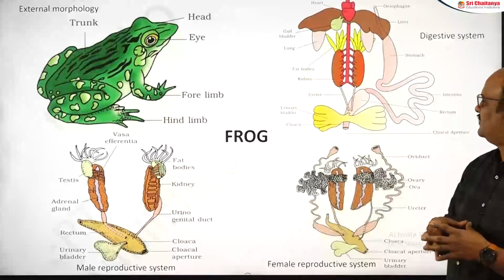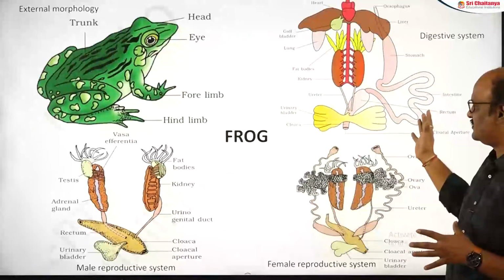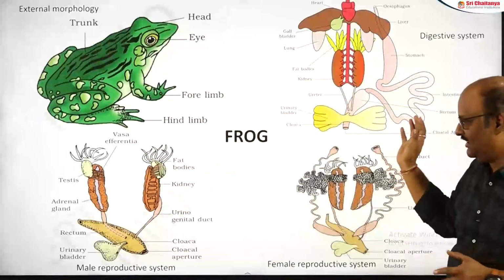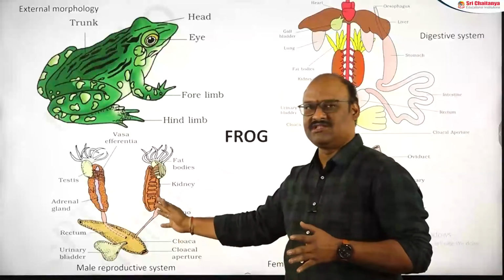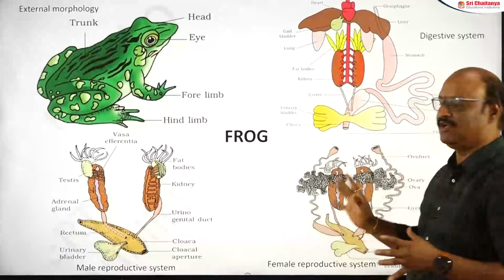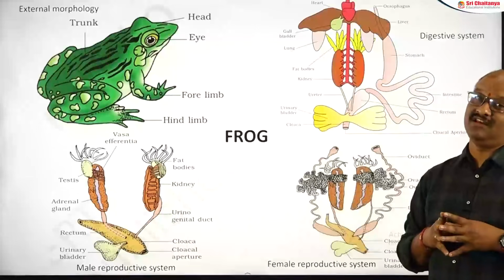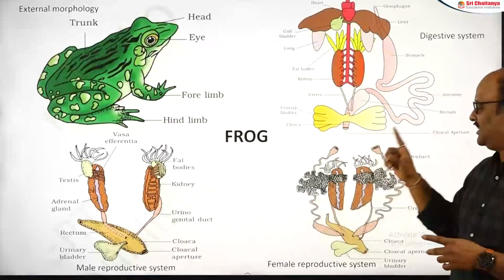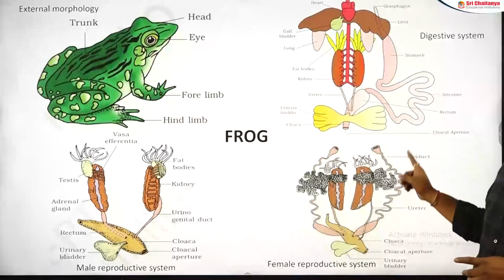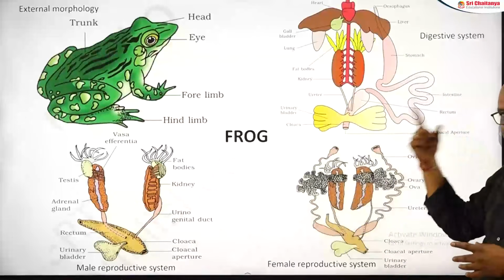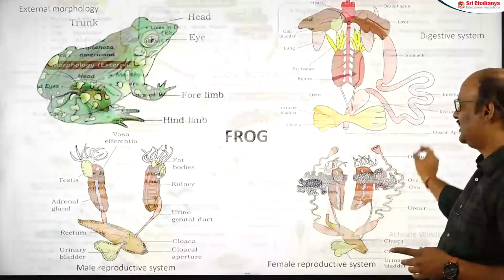That's the external morphology of the frog, and this is the digestive system of the frog. Please be careful with the labeling. And this is the male reproductive system of the frog and the female reproductive system of the frog. These are the diagrams given in the NCERT textbook. Please remember the labelings which are given in this particular diagram. We'll see the NCERT textbook again, don't worry about that.